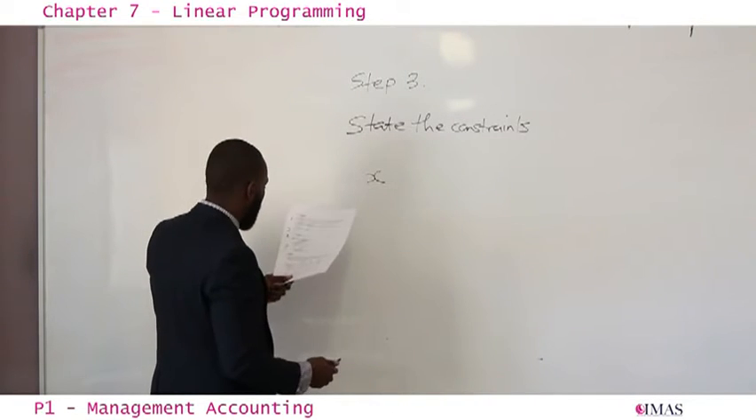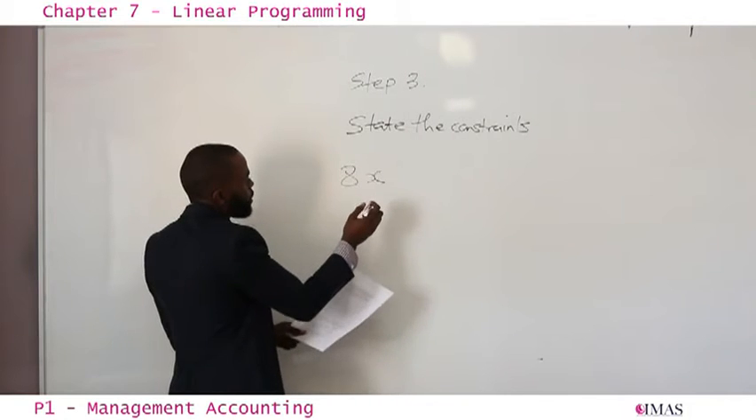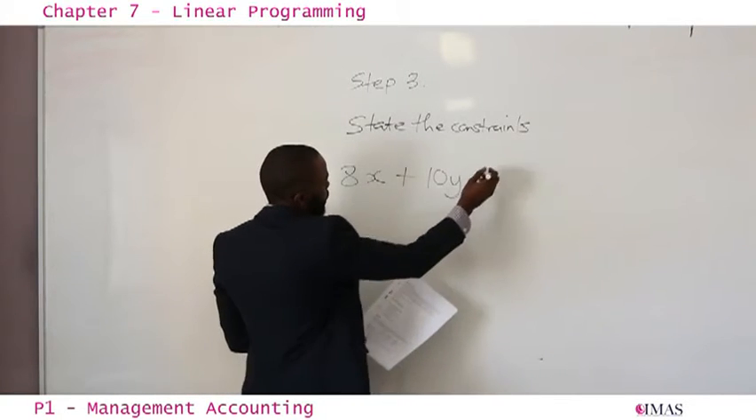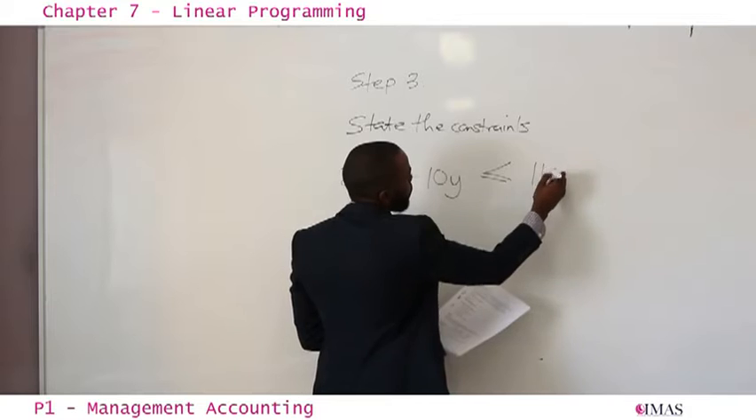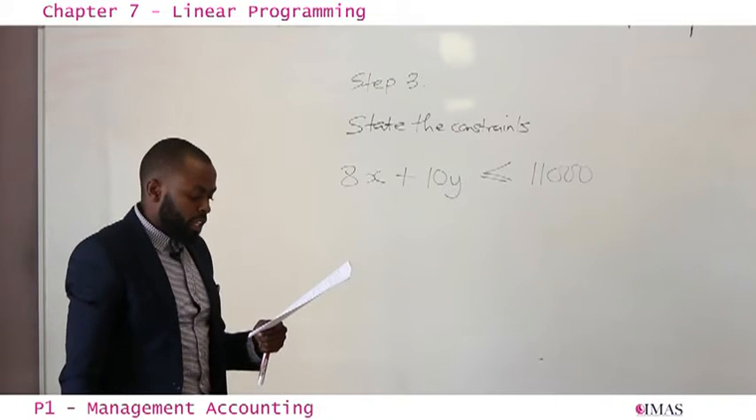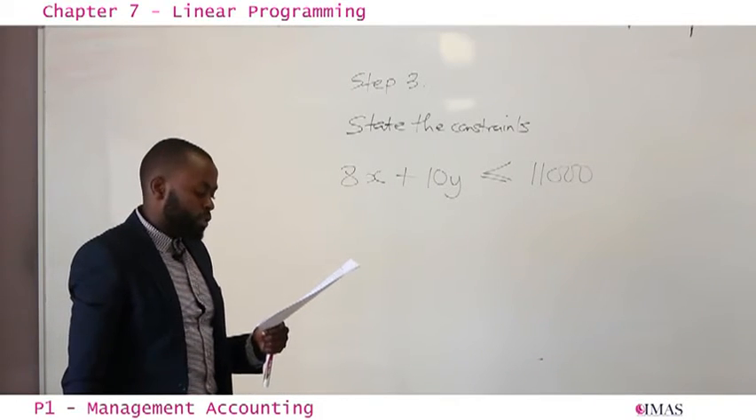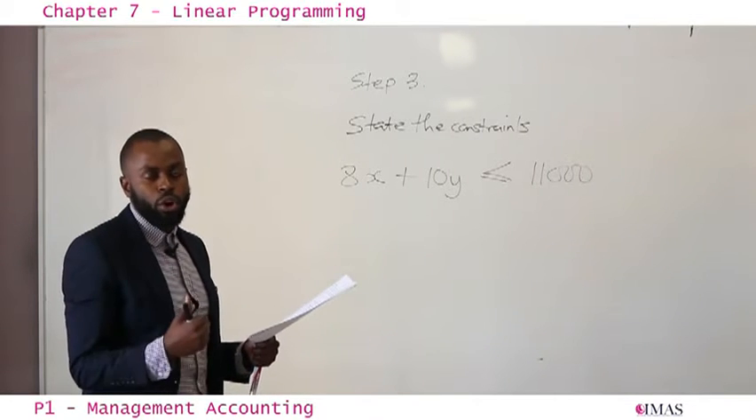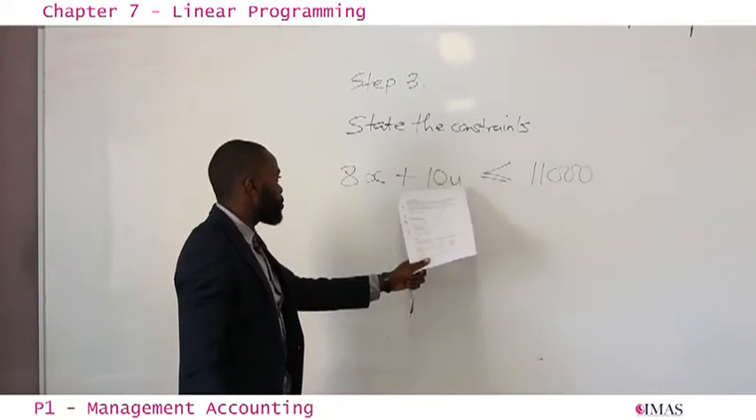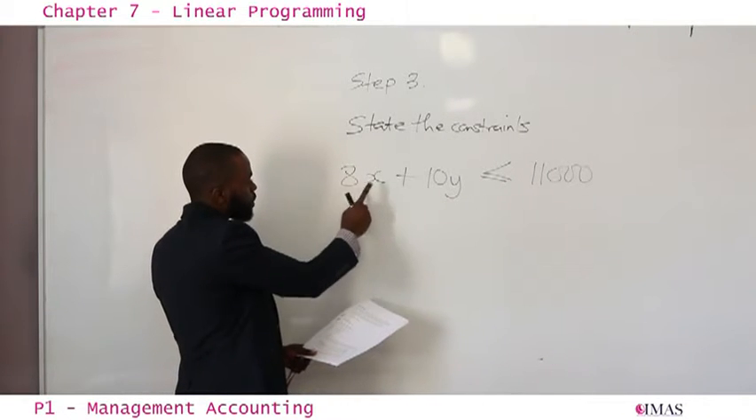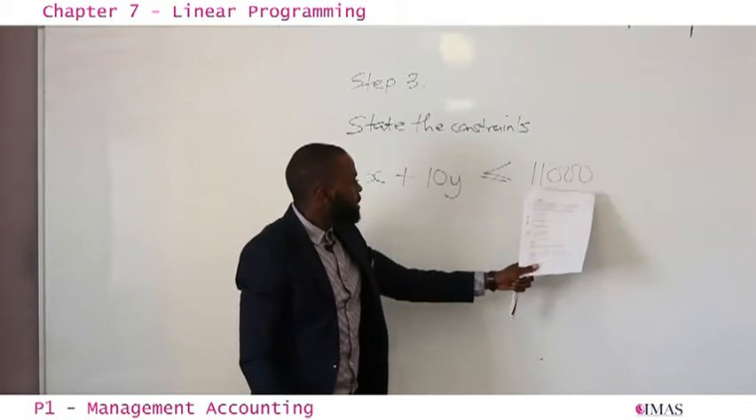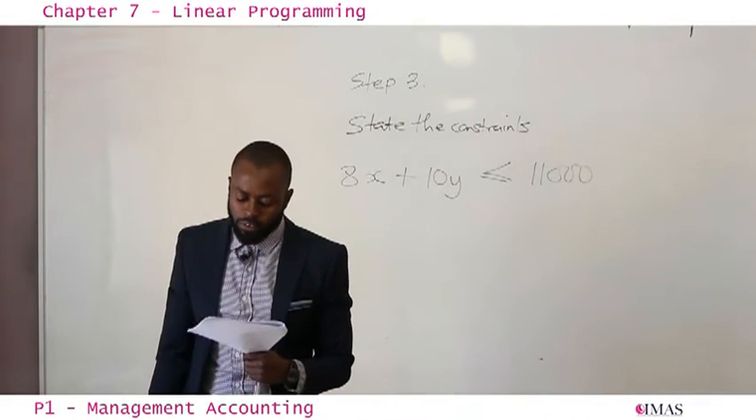For department A, we need 8 hours per unit of X. So we say 8X plus 10Y, because we need 10 hours per unit of Y. Then these hours should be less than or equal to 11,000. I'll explain this. In department A, we only have 11,000 hours, and what we're trying to do is find the optimum output that is going to maximize our contribution. There are X units that we're going to produce and Y units that we're going to produce. Each unit of X requires 8 hours, and each unit of Y requires 10 hours. But when we make these units, they should not exceed 11,000 hours, because that's a constraint. We only have 11,000 hours.